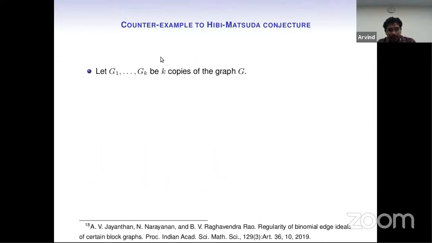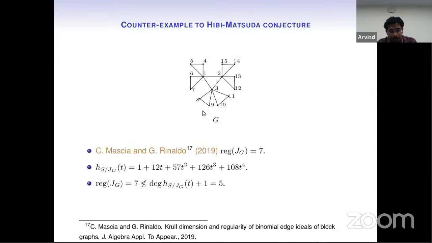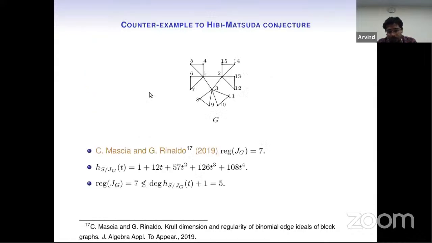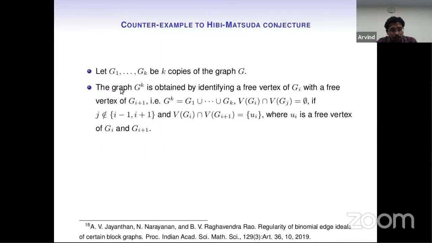Now one can extend this gap between the degree of the H polynomial and the regularity in the following way. Let G1 up to Gk be k copies of this graph, and then we define this G_k. This graph has a lot of free vertices; except vertices 1, 2, and 3, all other vertices are free vertices. So the graph G_k is defined by identifying a free vertex of G_i with a free vertex of G_{i+1}.